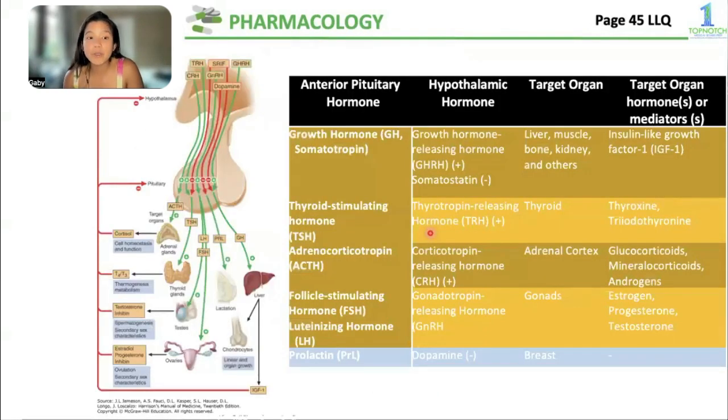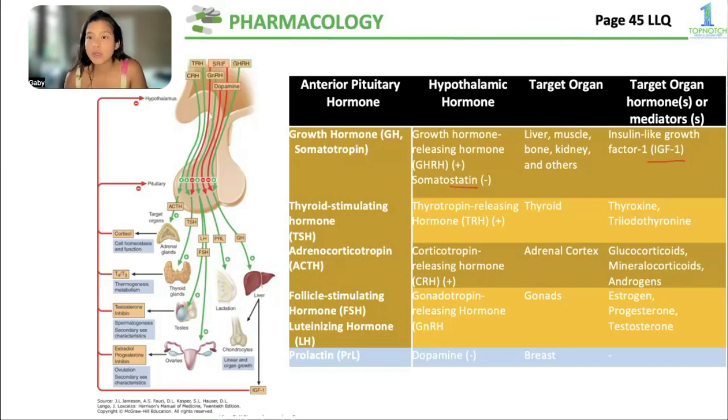So remember your anterior pituitary hormones, your growth hormone, also known as somatotropin. So again, growth hormone and somatotropin are the same. The hypothalamic hormone that triggers its release is GHRH, and the hypothalamic hormone that inhibits its release is somatostatin. So static, stop. So it stops the release of somatotropin. The target organs are the peripheral organs like your liver, muscle, bone, and kidney. And the hormone or mediator responsible for this is IGF-1 or insulin-like growth factor. And as the name suggests, this hormone promotes growth.